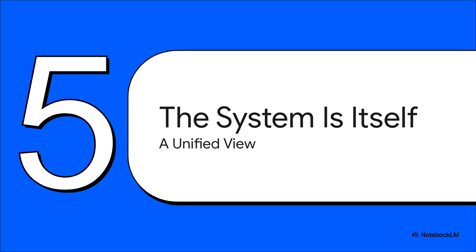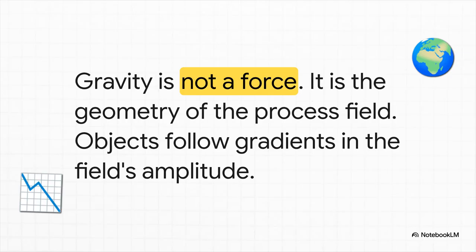What does this unified view actually change about how we see the universe? I mean, if everything is just a pattern in one single field, it completely redefines fundamental concepts like gravity and even chaos. Take gravity. In this model, gravity isn't some mysterious force pulling things together. Nope, it's just the geometry of the process field itself. Massive objects are just regions of high energy amplitude, and other objects simply slide downhill along that curve. It's exactly like marbles rolling around on a warped rubber sheet.